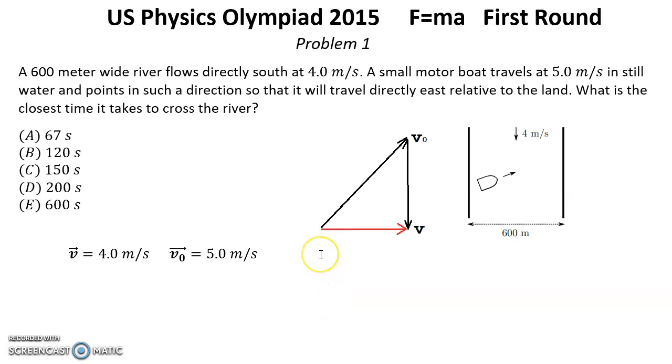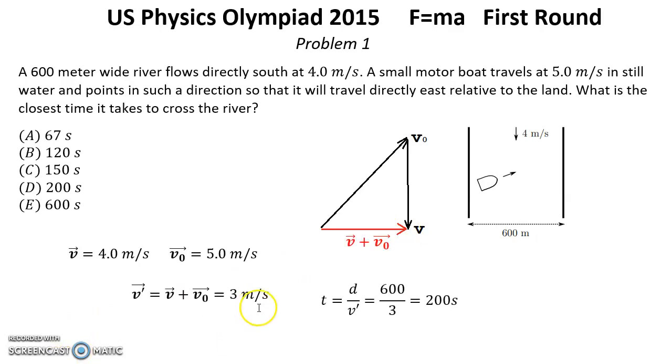From this diagram we can see that to construct a vector which is going to the east, we have to create a right triangle from which we can find what the speed is. That will be 3 meters per second. So finally we can find the total time to travel for this boat. That will be the distance divided by V prime, which is 200 seconds, which is answer D.